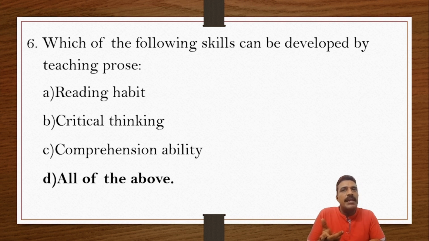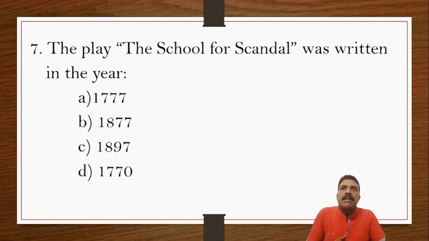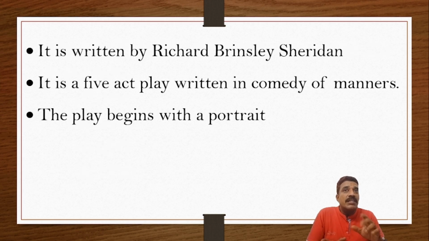The play, The School for Scandal, was written in the year, it's a fancy number, 1777. 1777 is the year in which The School for Scandal was written. It was written by Richard Brinsley Sheridan. It has 5 acts and it is written in the manner of comedy of manners. Okay, and the play begins with a portrait.